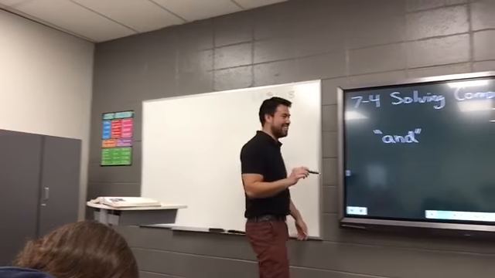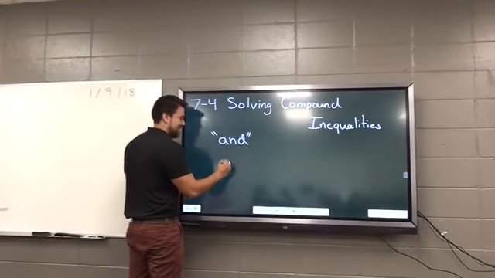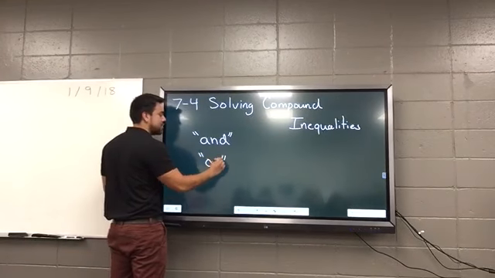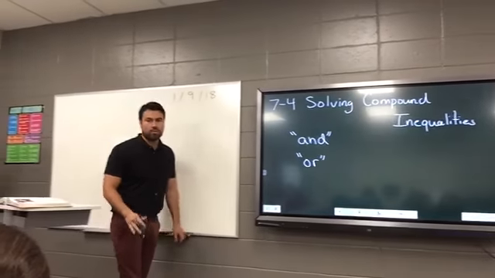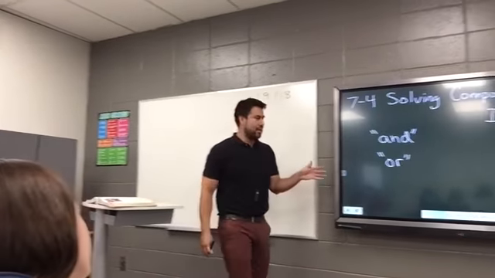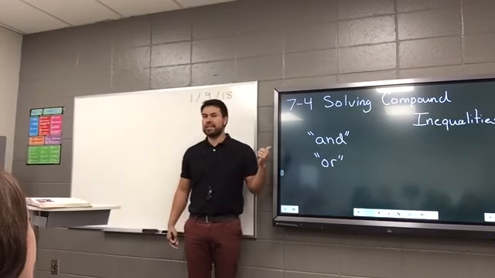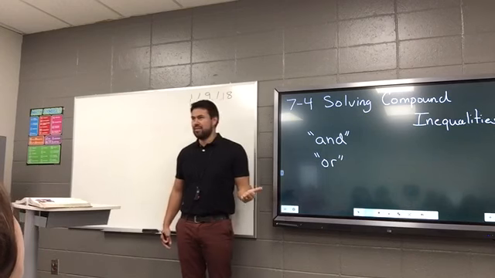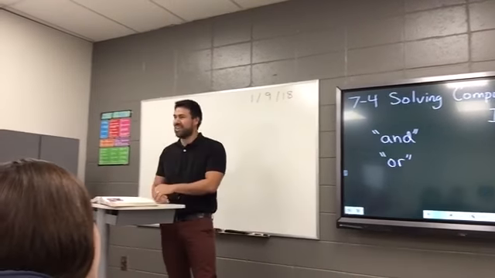And is not a noun. It's a conjunction. Or is the second one. We'll look at that this afternoon. Or. So today we're looking at the words and or. Can somebody tell me what the difference between the words and or are?